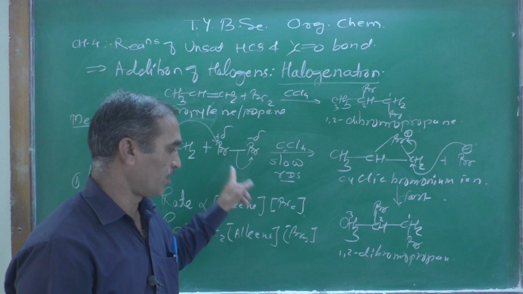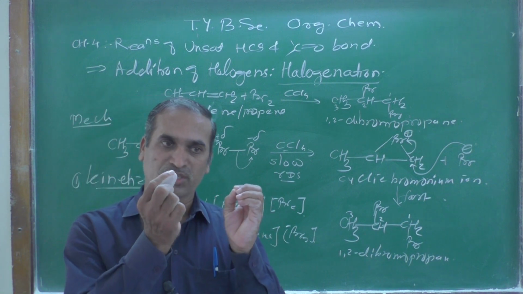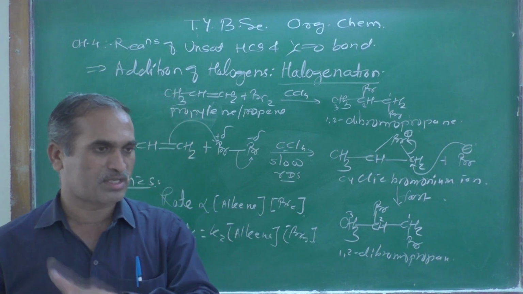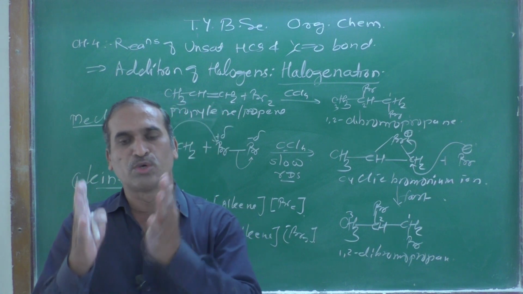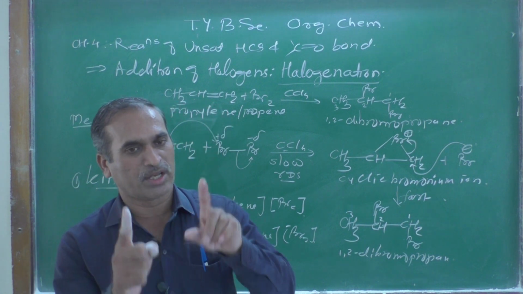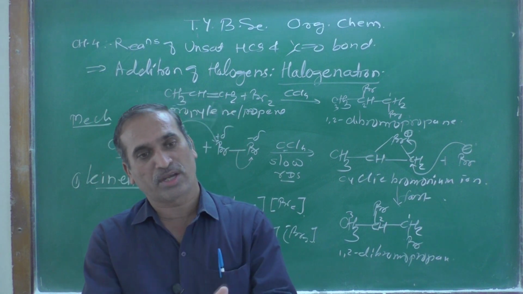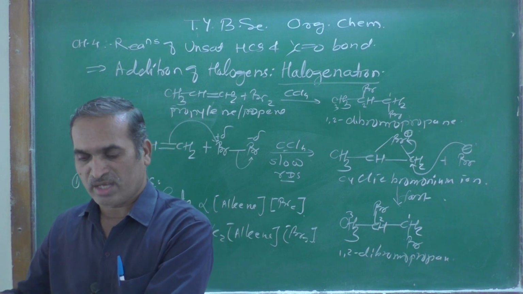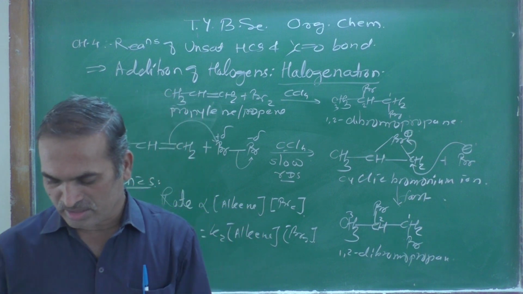where K2 is the second order rate constant, and therefore this rate of reaction depends upon the concentration of the substrate as well as the concentration of the reagent. So if you reduce the concentration of the reagent to half, or the substrate to half, then the rate of formation of the product also becomes half. That is equivalent.